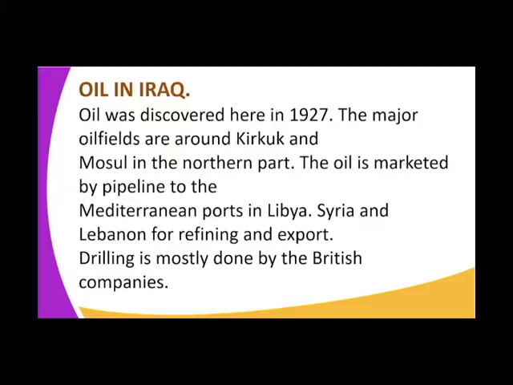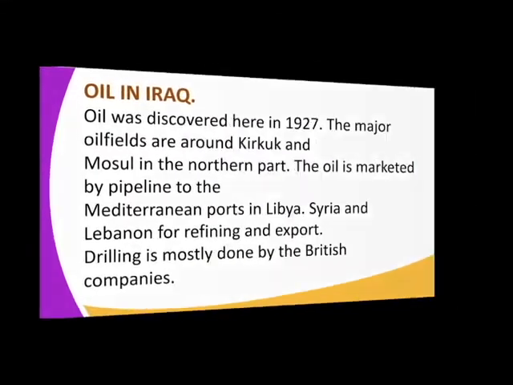Oil in Iraq. Oil was discovered here in 1927. The major oil fields are around Kirkuk and Mosul in the northern part. The oil is marketed by pipeline to the Mediterranean ports in Libya, Syria, and Lebanon for refining and export. Drilling is mostly done by the British company.